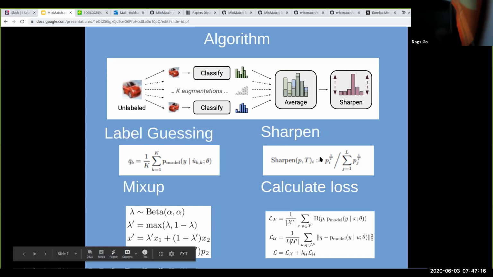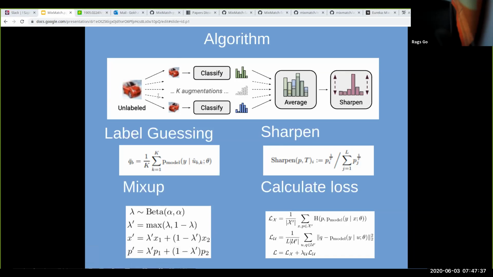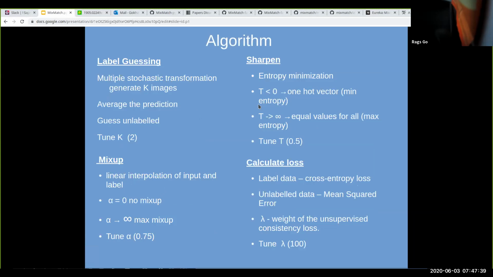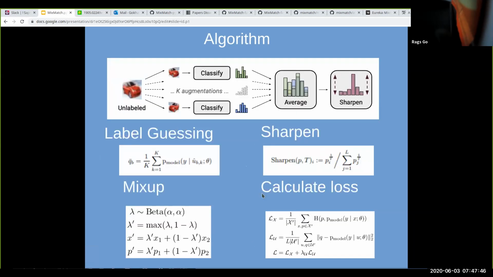I forgot to mention the sharpening temperature value that the authors have taken as a constant for their experiments. It's 0.5. Yeah, I think it's 0.5. Let me just quickly go back and see. I think it's in the next slide, so we can look. Yeah, it's 0.5. That is what they've tuned it to, to sharpen the prediction.